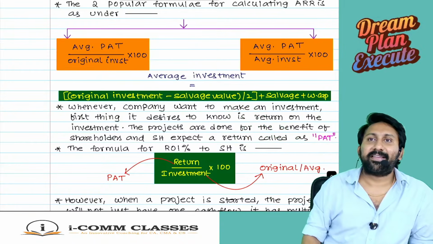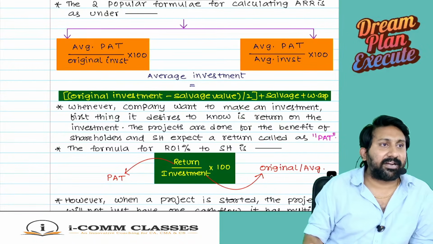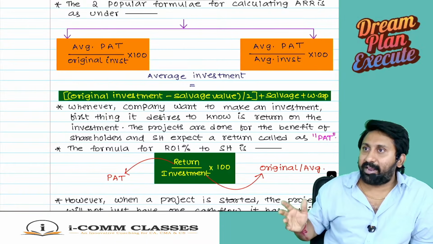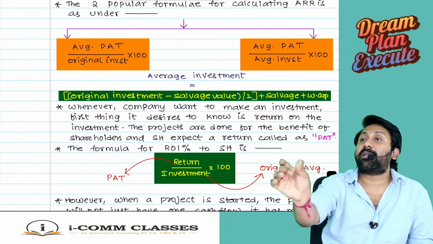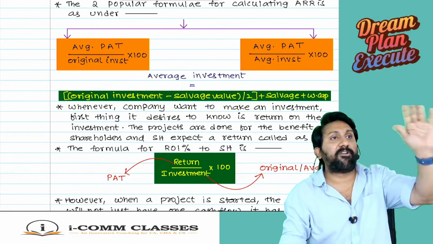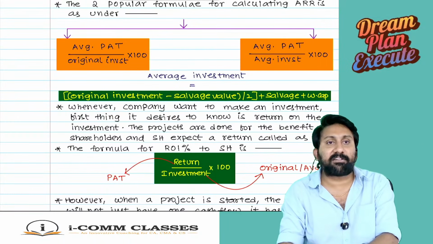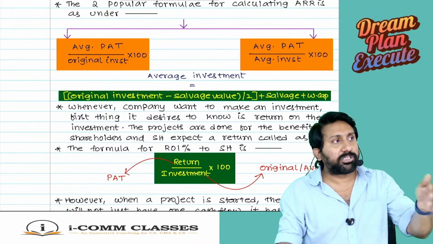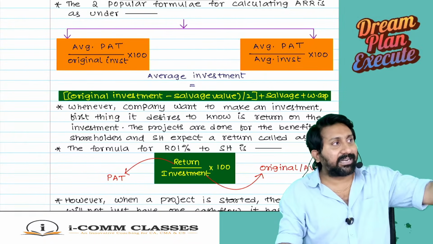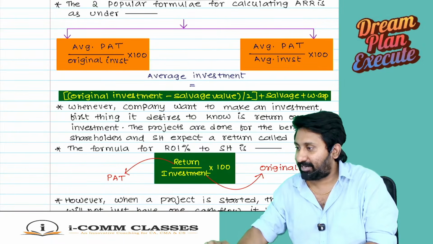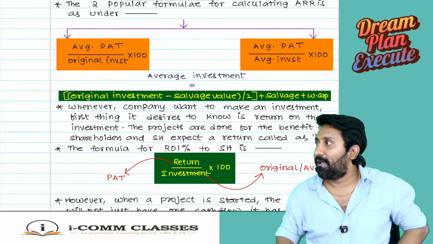Next, on the other side, same again, but what will be there in the denominator? Original or average? What is the difference between original investment and average investment? I will ask one question, just try answering, because we already discussed this. When I complete the question, the answer should come within a fraction of a second.